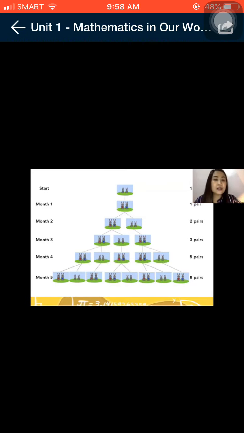On the 4th month, the original rabbits gave birth again. Their previous baby got matured, and the first babies, since they're already mature, also gave birth to new rabbits. Now we have 5 pairs of rabbits. And the same thing will happen on month 5, making it 8 pairs of rabbits. So now we have 1, 1, 2, 3, 5, 8 pairs. And those are Fibonacci numbers.